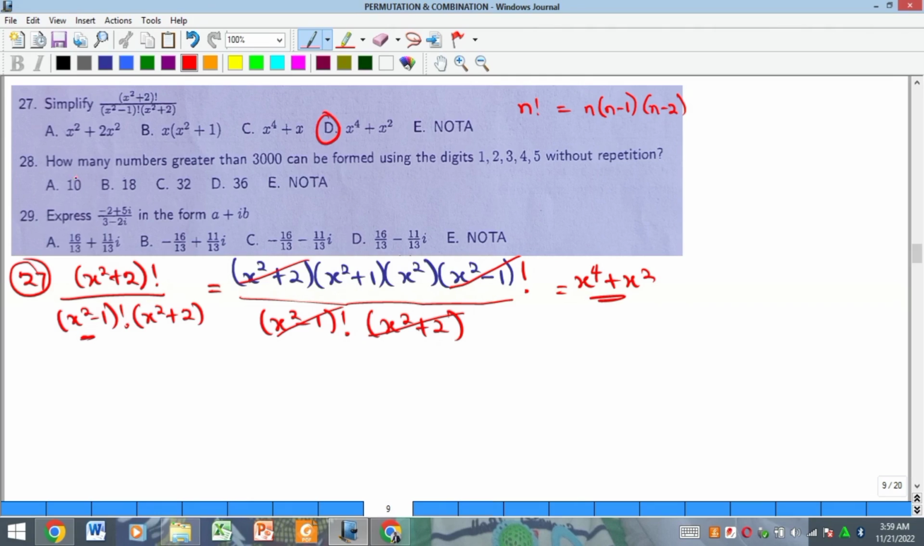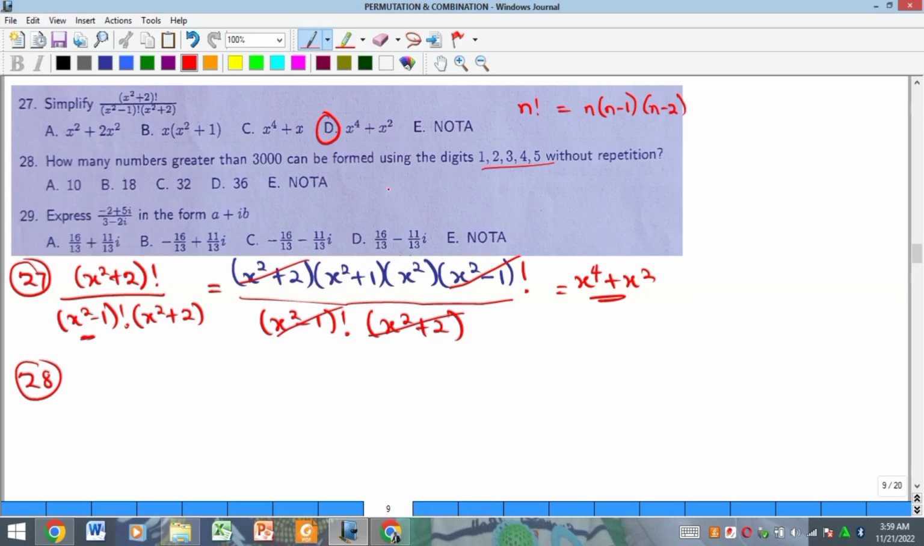Now this one says, how many numbers greater than 3,000 can be formed using the digits we have here? This question 28 is from permutation and combination. Very important question there. Now look at what we have. We have 5 digits to form a 4-digit number. So there are 2 ways we can form this. Remember, they say without repetition.